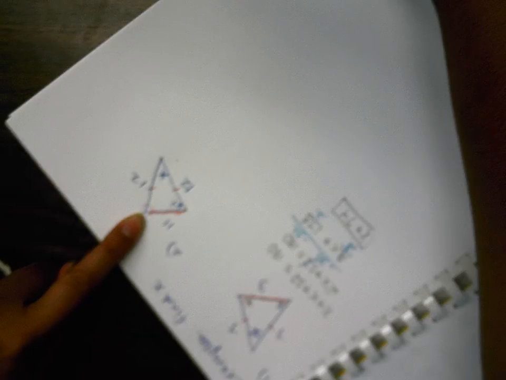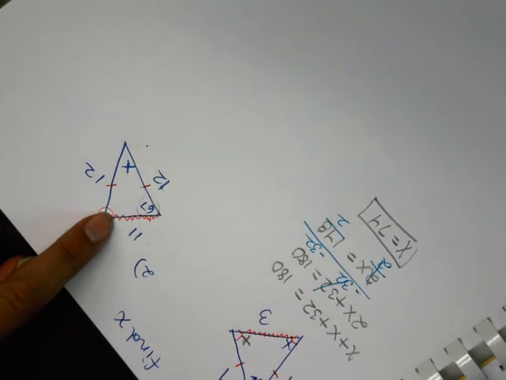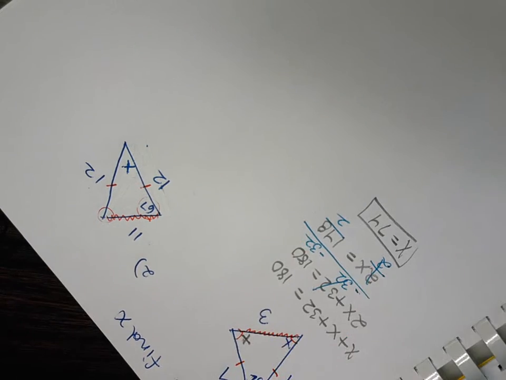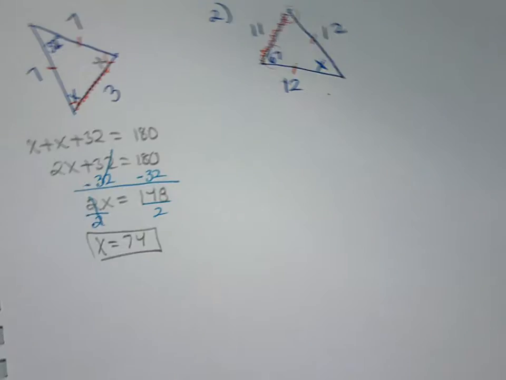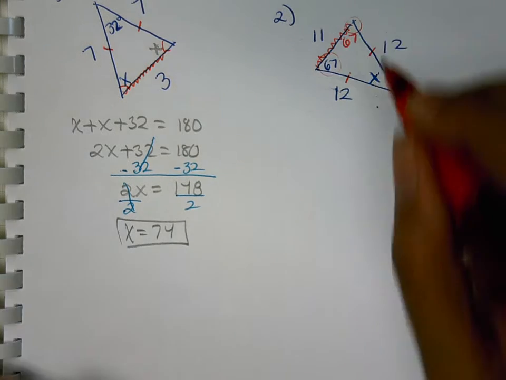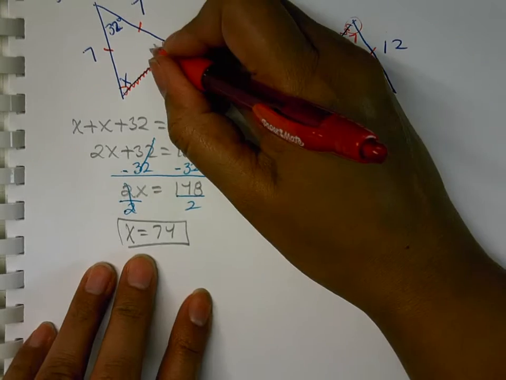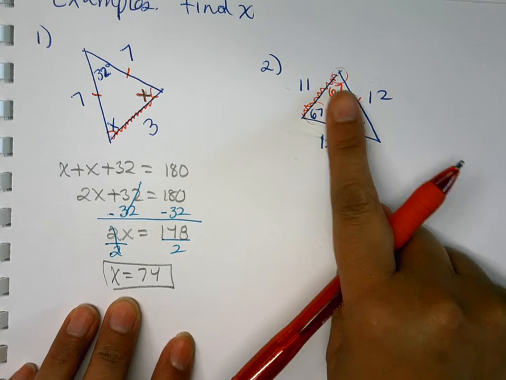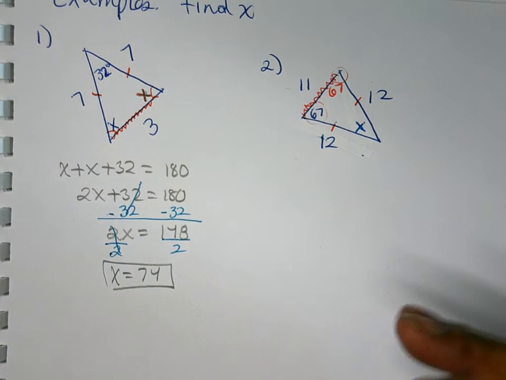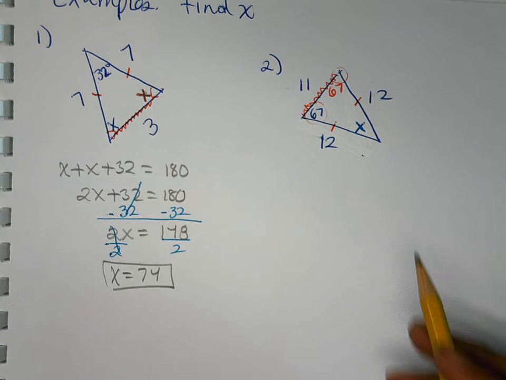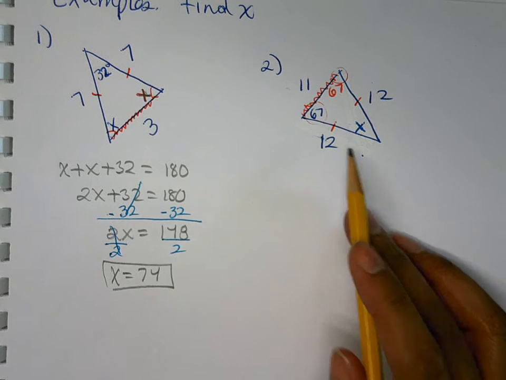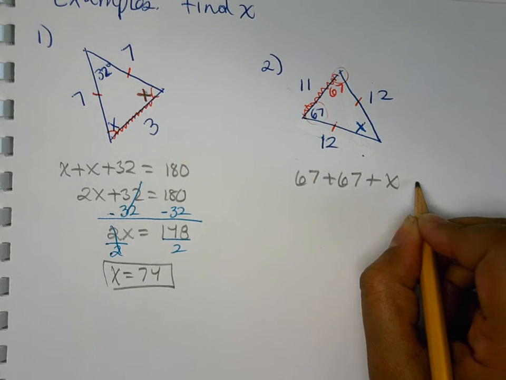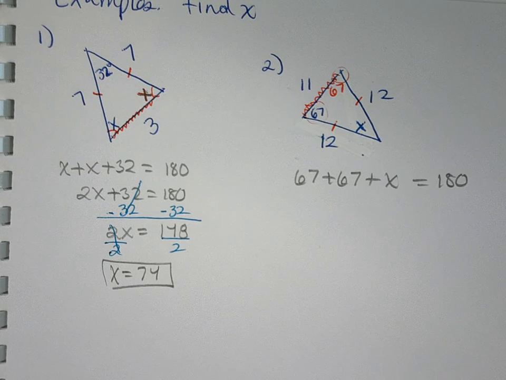Okay, so what do I put in this missing corner here, an x or a 67, if these two are the base angles? 67. Now you have to be careful because what was the missing angle in the last problem? We called it x. Is it always going to be x? No. Is it always going to be the other number? No, you have to look at the problem. So am I going to do x plus x or 67 plus 67? Plus 1x equals 180.